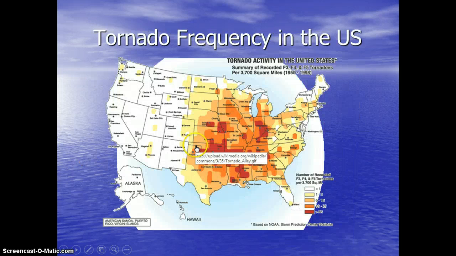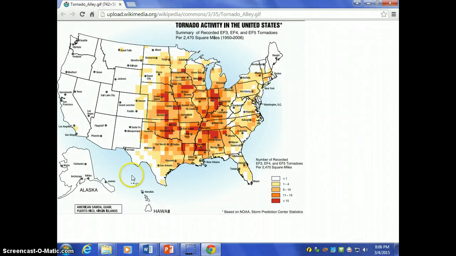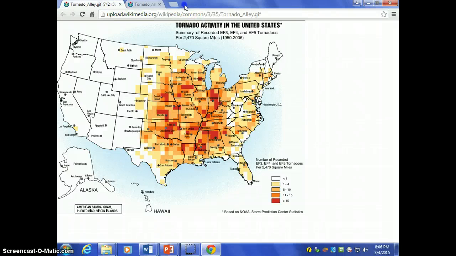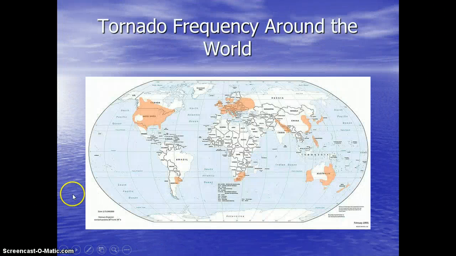All right. Tornado frequencies. Again, I just wanted to show this really quick. This is the map of the United States. Obviously, this is Tornado Alley, especially in this point right here. Let me go back. There we go. And then a frequency map around the world. Here's the United States. Europe gets a few. India, China, Australia, Southern Africa, and the southern part of South America.